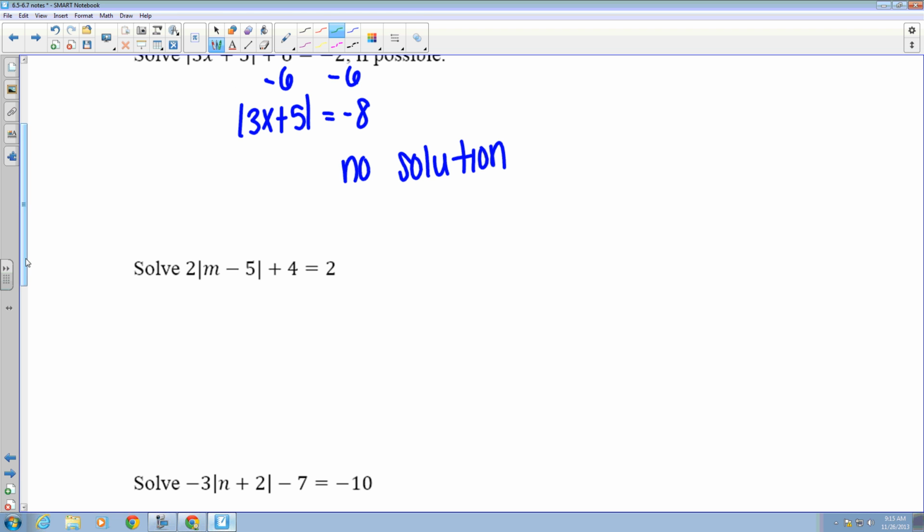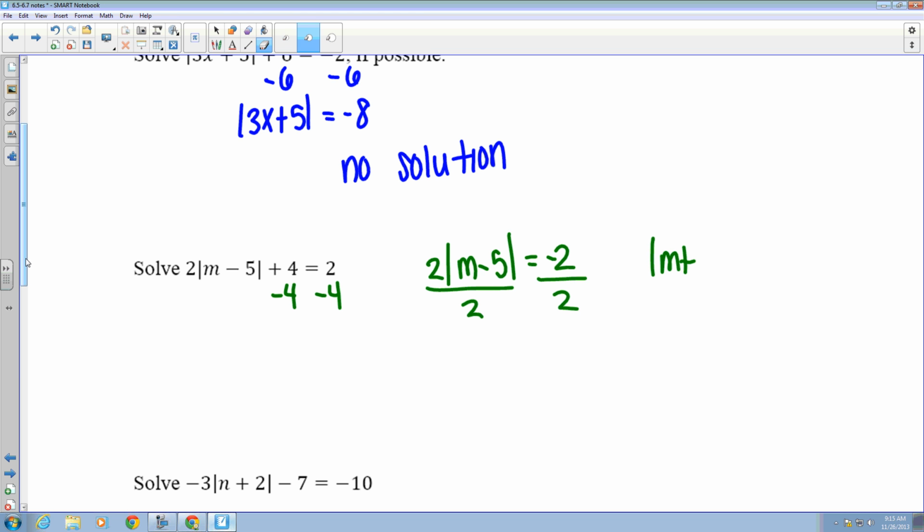Okay, this is equal to a positive number now. Let's see if that holds. We have the absolute value of m minus 5 equals negative 1. No solution.